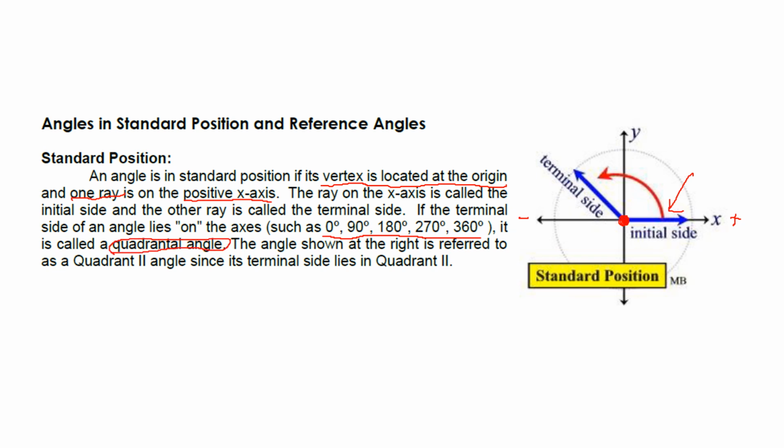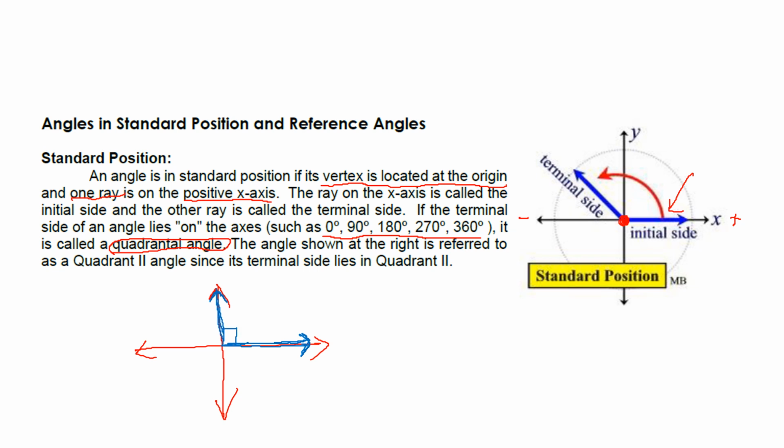Now, how do we illustrate quadrantal angles? If we have a Cartesian plane, and then we have the initial side, say for example, I am going to draw here the initial ray of the angle. And then, let's move. This one is the terminal side. So that is the terminal side. Now, we already formed an angle.